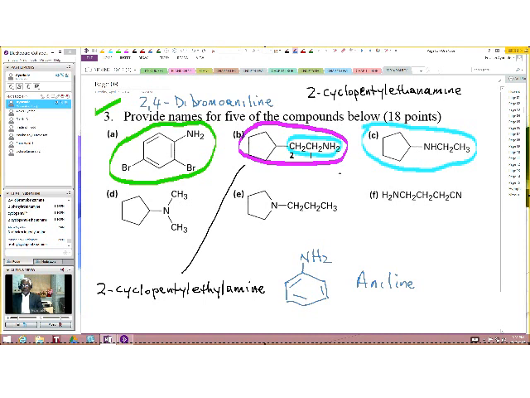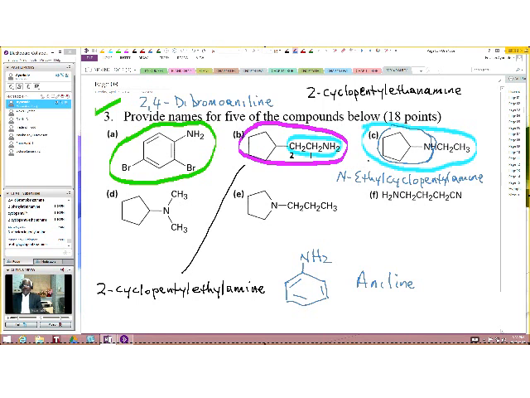Okay, so therefore, let us give the name. So this becomes N-ethyl cyclopentylamine, because this here becomes the base name, because the cyclopentyl group is more complex than the ethyl group. So that becomes the base name. I'm sorry, this part here becomes the base name.